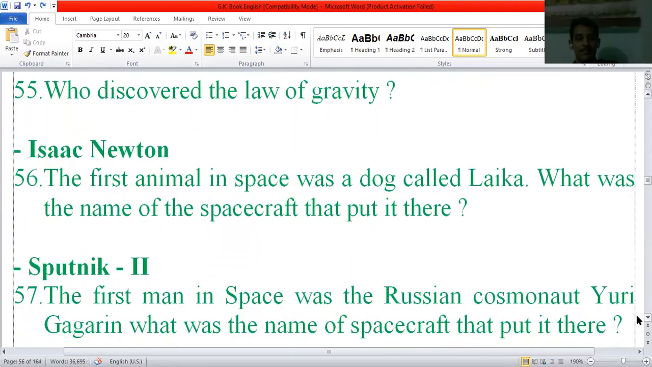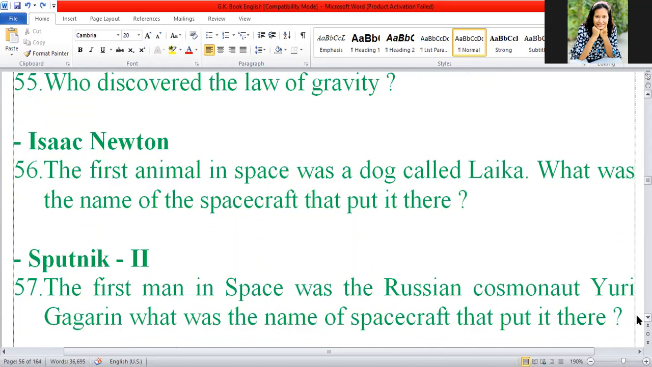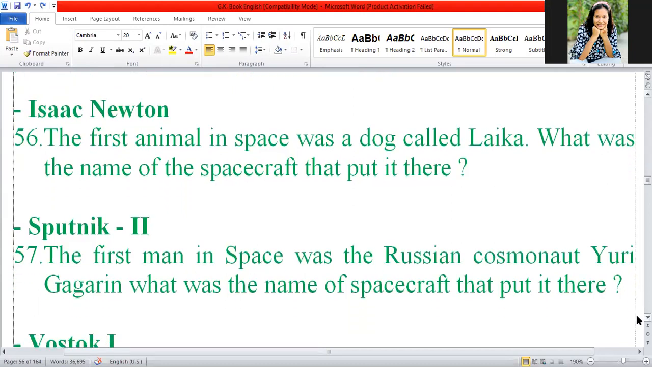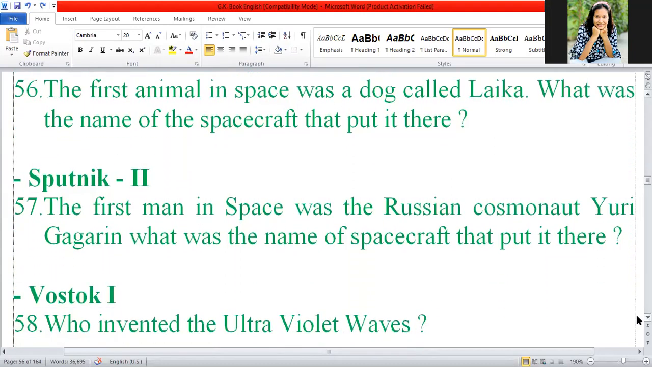Apollo 11. Sorry, second. The first man in space was the Russian cosmonaut Yuri Gagarin, but what was the name of his spacecraft? The school answer is Vostok 1.